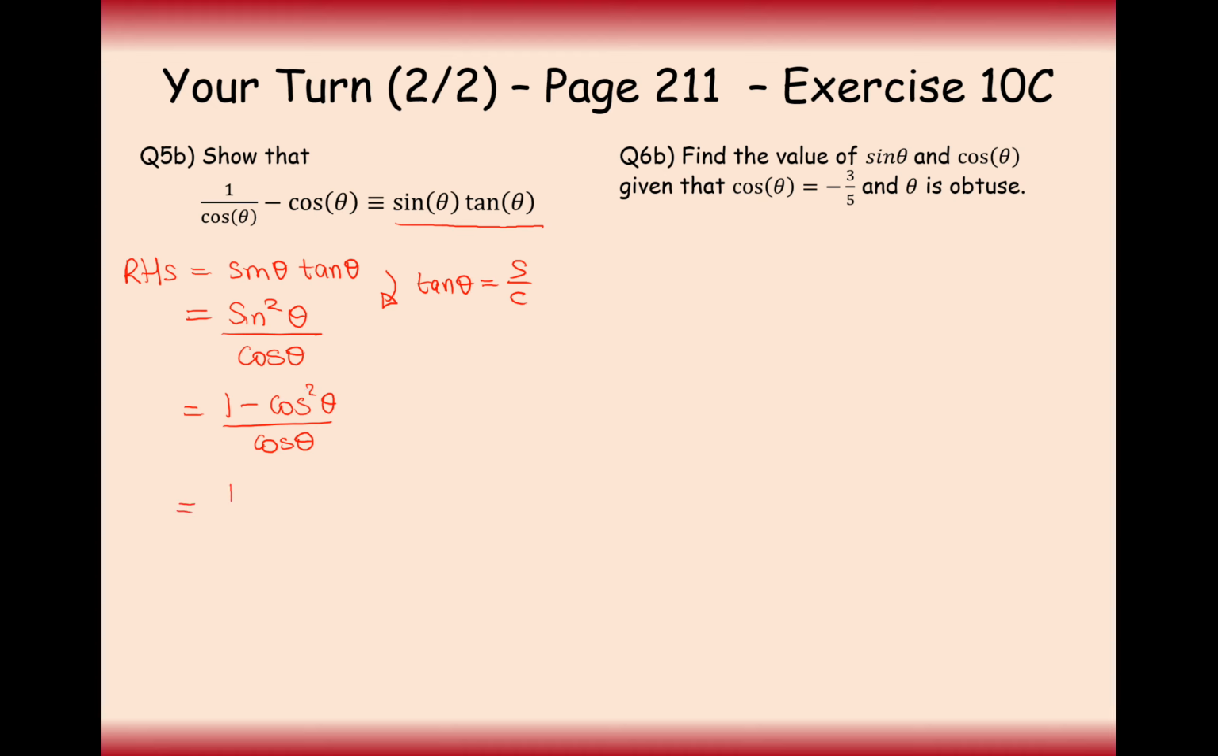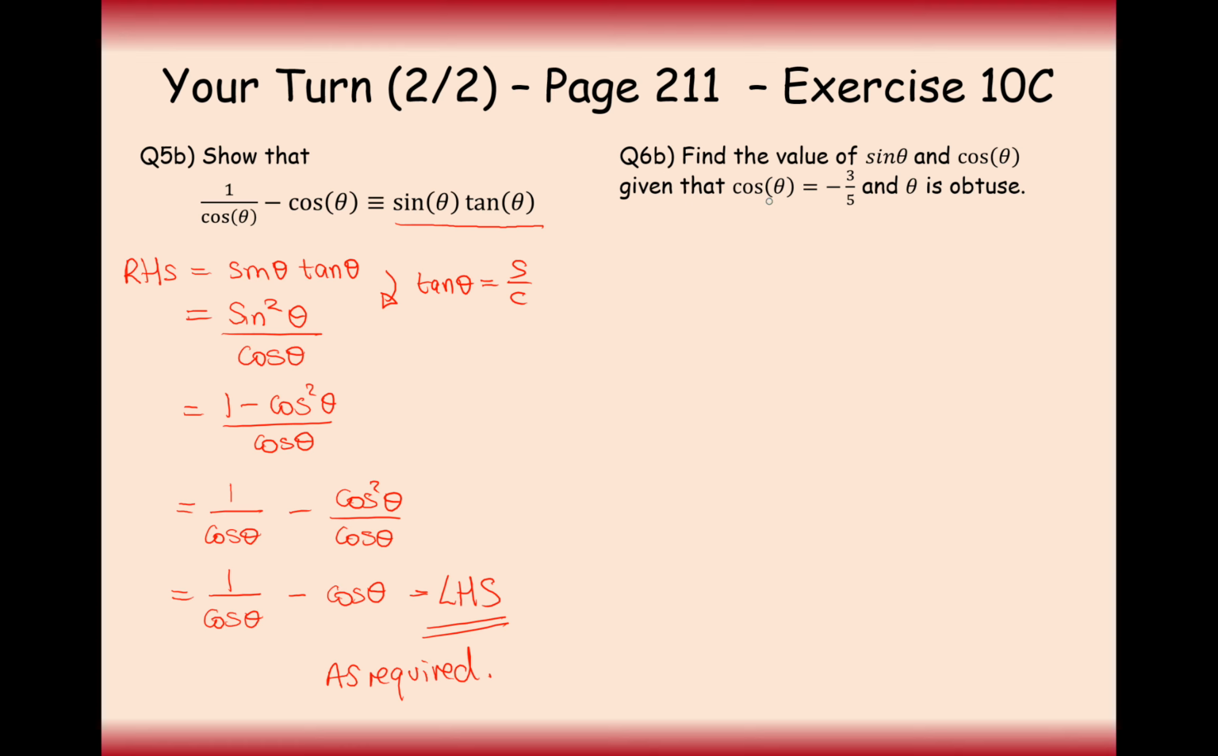So now I just need to split this up. So 1 over cos theta minus cos squared theta over cos theta. And I'm nearly there. So the final answer here is going to be 1 over cos theta, and I cancel out one of the coses from the top and the bottom, so minus cos theta. It is exactly what we have on the left-hand side. So this is as required. Okay, so when you're proving a trigonometric identity, just work on one side and show that it is identically equal to the other side.